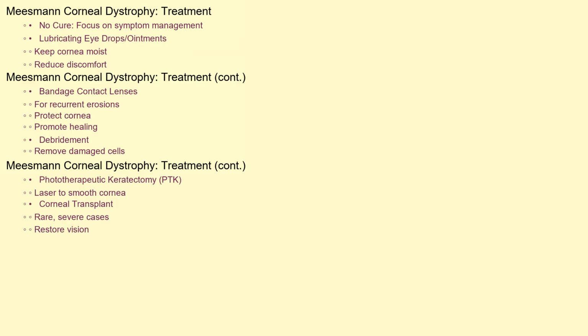Currently, there is no cure for Meesmann Corneal Dystrophy, so treatment focuses on managing symptoms and preventing complications. Lubricating eye drops and ointments are often used to keep the cornea moist and reduce discomfort. In cases of recurrent corneal erosions, bandage contact lenses can protect the cornea and promote healing. For more severe erosions, debridement or phototherapeutic keratectomy (PTK) may be considered. Debridement involves removing the damaged epithelial cells, while PTK uses a laser to smooth the corneal surface. In very rare and severe cases, a corneal transplant may be necessary to restore vision.